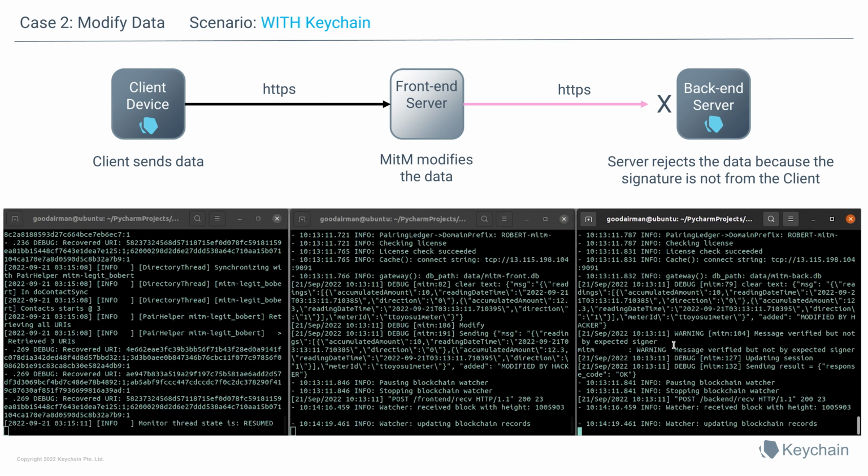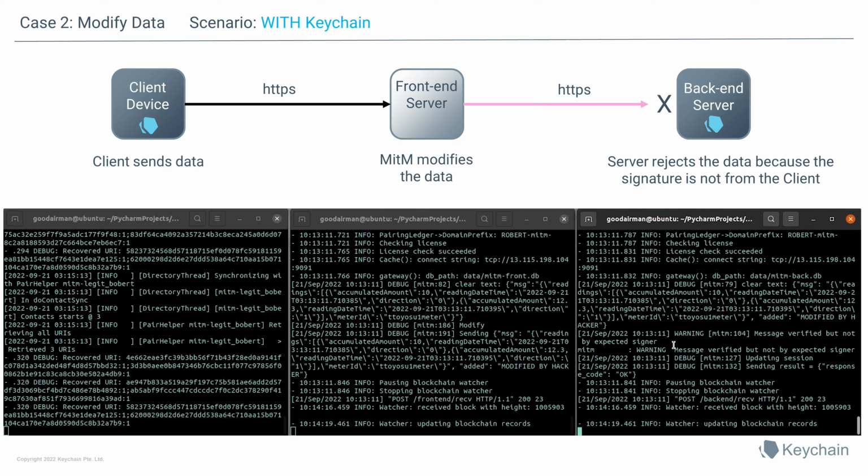Keychain protects your data end to end. No matter what the man in the middle tries to do to your message, because both the client and the server are using Keychain, they're able to detect that the message has been tampered with, and you can then take whatever appropriate actions are necessary.